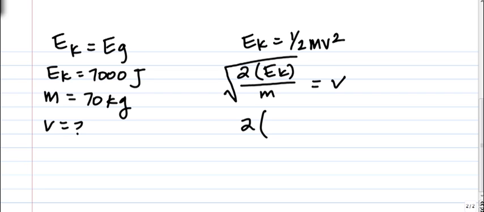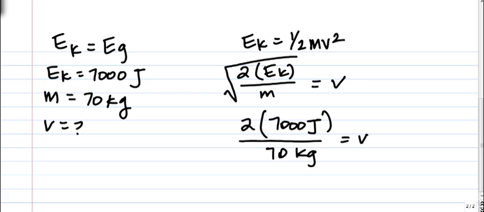Now I can plug in my information. 2 times 7,000 joules divided by 70 kilograms equals velocity. Recall that a joule is a kilogram times a meter squared per second squared, which is like your velocity squared here. So when we square root that, those squareds go away, and then you're left with a meter per second, which is what we want for velocity, so that's good.